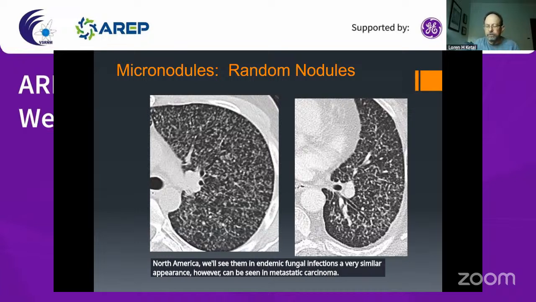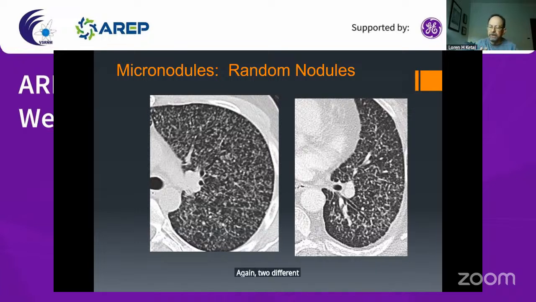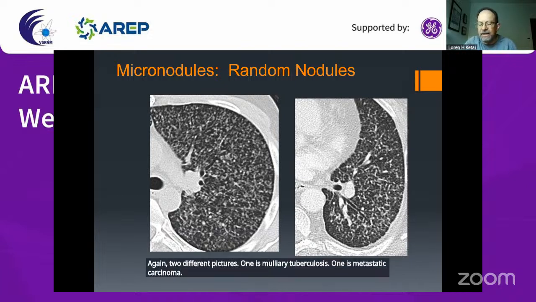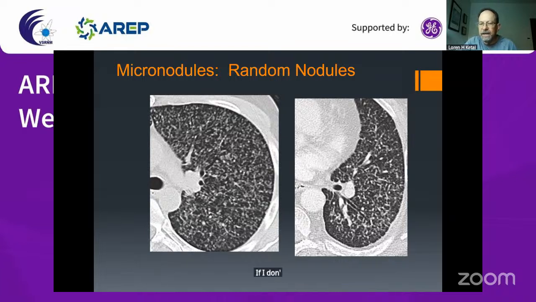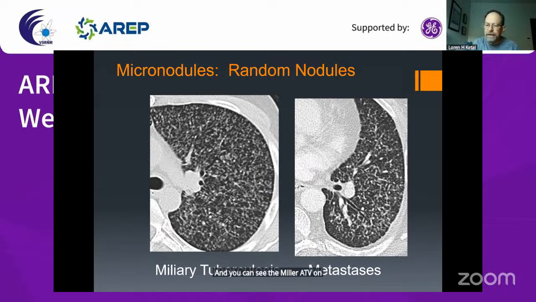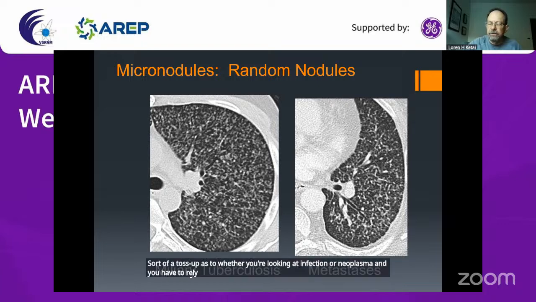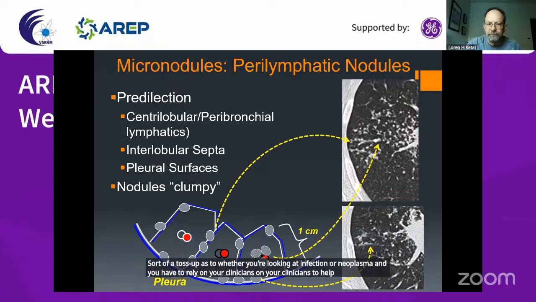Again, two different pictures. One is miliary tuberculosis, one is metastatic carcinoma. If I don't have the labels here, I really can't tell them apart. And you can see miliary TB on your left. So if you see this pattern, sort of a toss-up as to whether you're looking at infection or neoplasm, and you have to rely on your clinicians to help you make that differentiation.